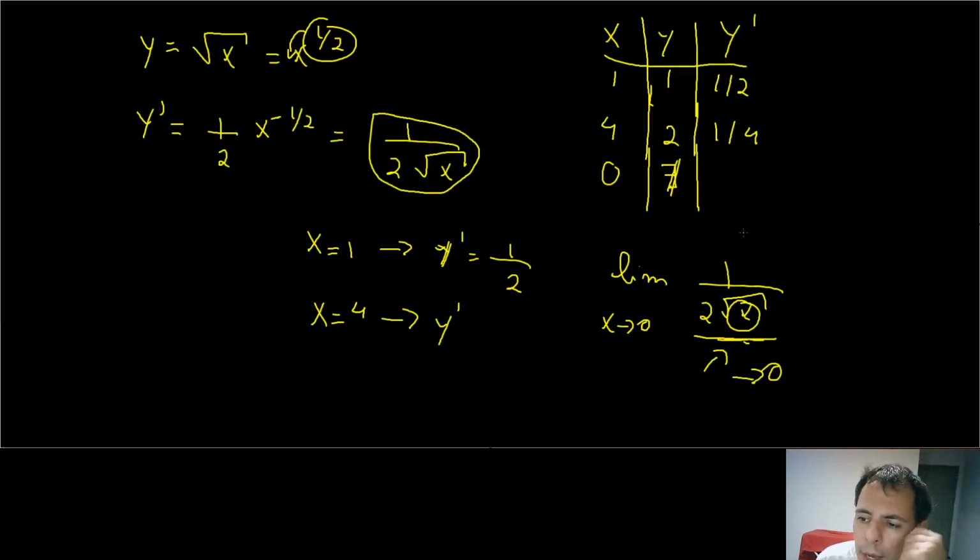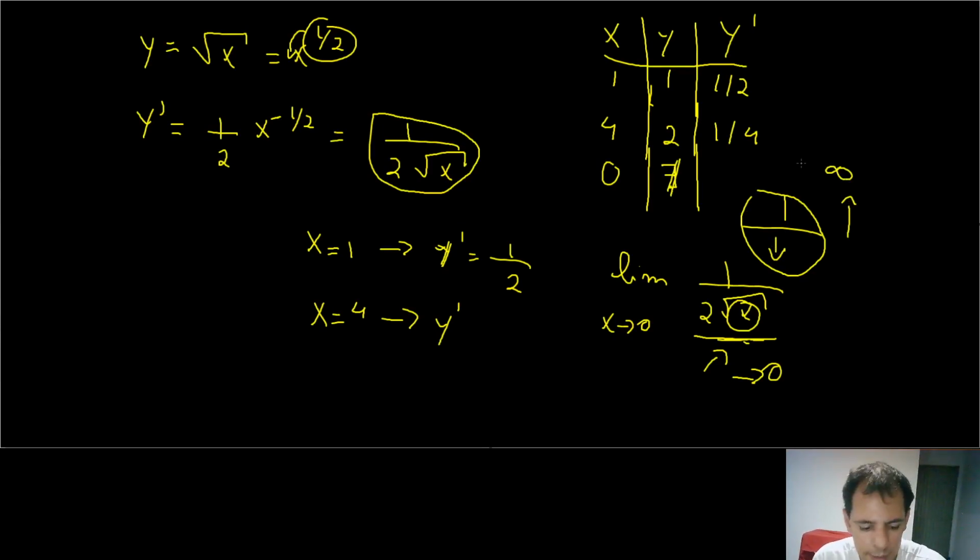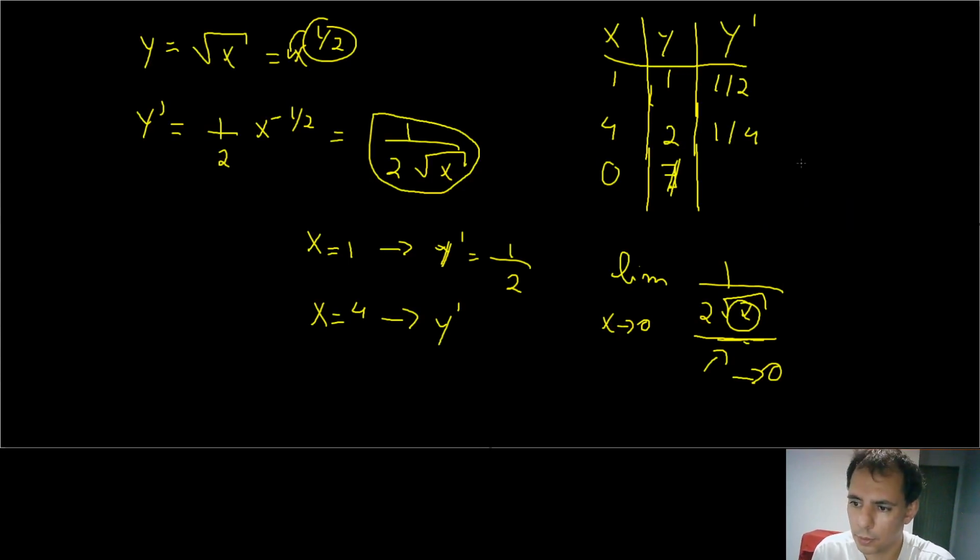Now you have 1 divided by a very small number that's getting close to 0. I'm just going to put a down arrow here to represent a very small number. A very small number is going to make this thing here approach infinity. So as x approaches 0, because it cannot be 0, the angular coefficient or the slope of this function right here at point 0 is going to approach infinity. Now let's take a look at the graph.